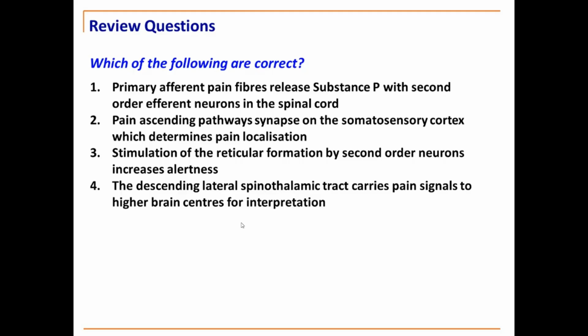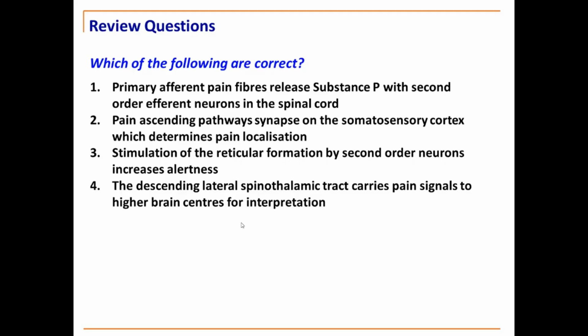Okay, which of the following are correct? Primary afferent pain fibers release substance P with second order efferent neurons in the spinal cord. No, that's incorrect. They're second order interneurons in the spinal cord, not efferents.